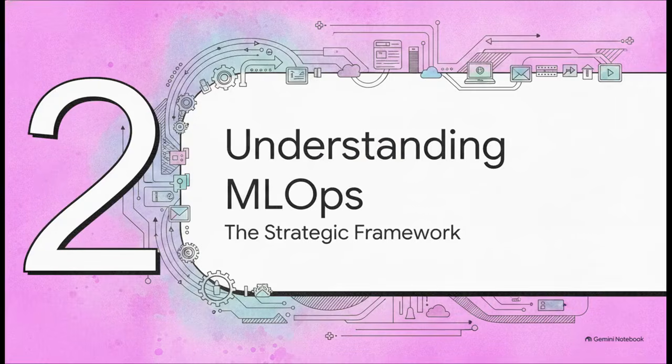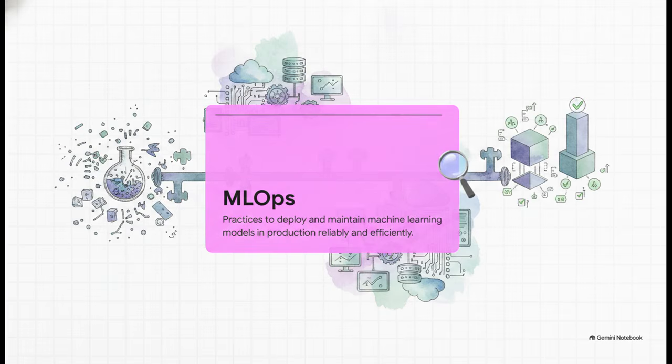And that leads us to part two, understanding MLOps, the strategic framework. Enter MLOps. At its core, MLOps is the absolutely essential set of practices you need to deploy and maintain machine learning models in production, reliably and efficiently. It tackles the unique, messy complexities of machine learning head-on. Basically, it's the framework that transforms those fragile, isolated experiments we talked about into robust, scalable assets that actually deliver on their promises.